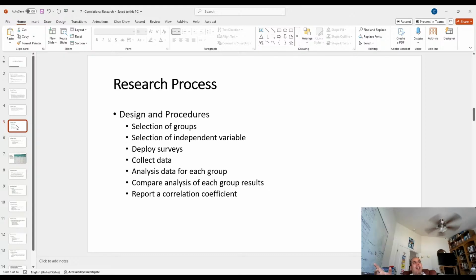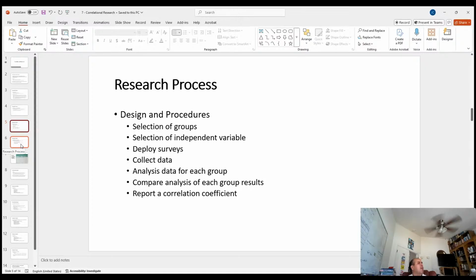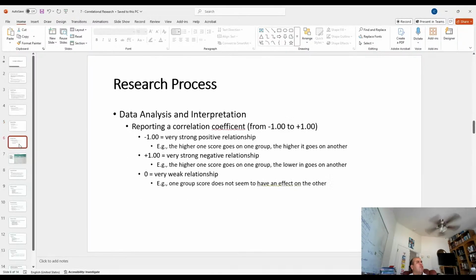What type of questions are you going to ask? Collecting the data, analyzing it, and comparing both of the groups. Okay, I have 30 kids from the chess club, 30 kids that were not in the chess club. How do I compare them? What are the results in terms of their grades in geometry class, for example? Okay, and then you report a correlation coefficient, which we're going to talk about shortly here. What does it mean to report a correlation coefficient?